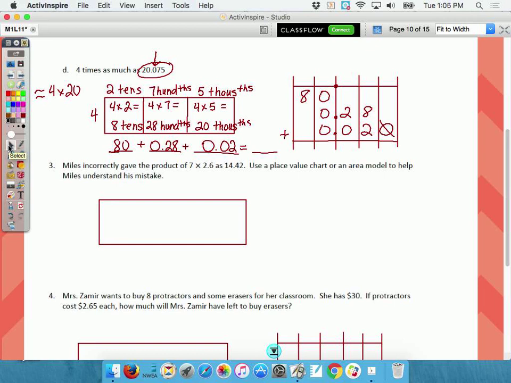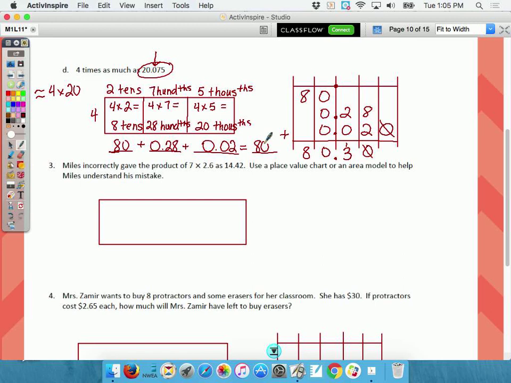Okay, so my first thought is 8 plus 2 is 10. That's my first thought. Because I see so many 8s and so many 2s, I feel like there's going to be some regrouping. So right away, I want to go directly to the place value chart. It's just going to save time. What's 8 plus 2? 10. Regroup the 1. What's 2 plus 1? 3. 0, 8. So 80 and 3 tenths.